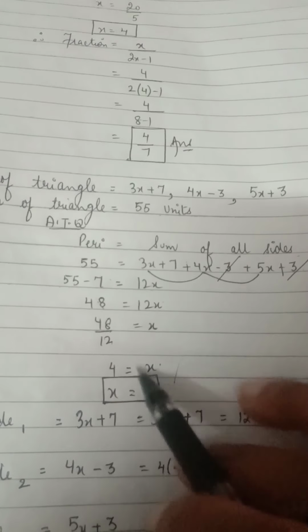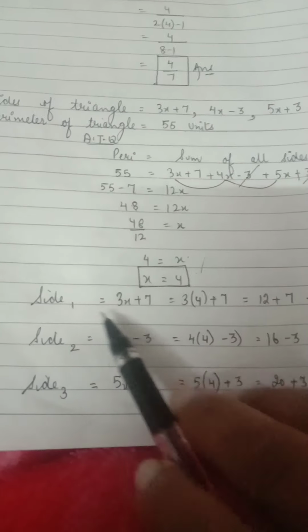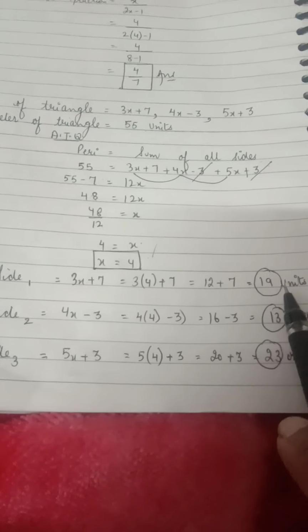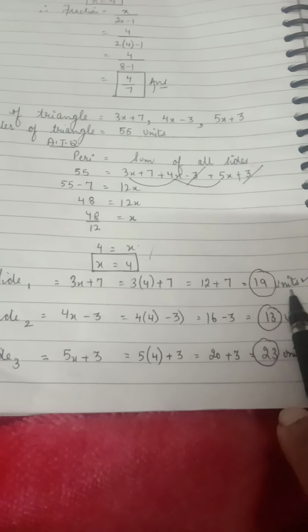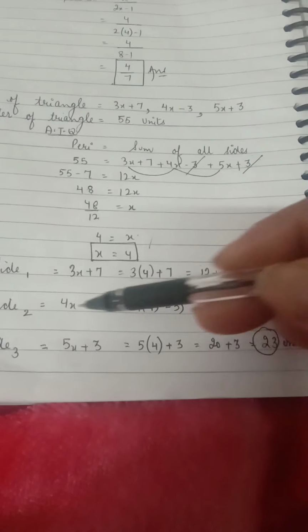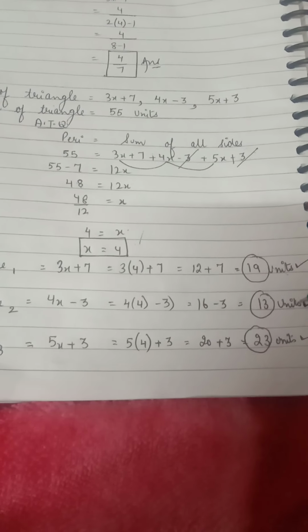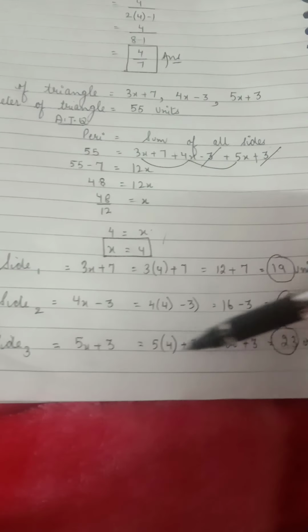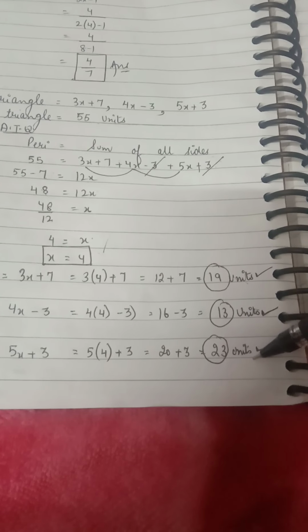Now, after you get the value of x as 4, your side 1, you put the value of x, is 19. And there is no meter or centimeter given. They have given the perimeter also in units. So we will also write units. Side 2, 13 units. And side number 3 will be equal to 23 units.